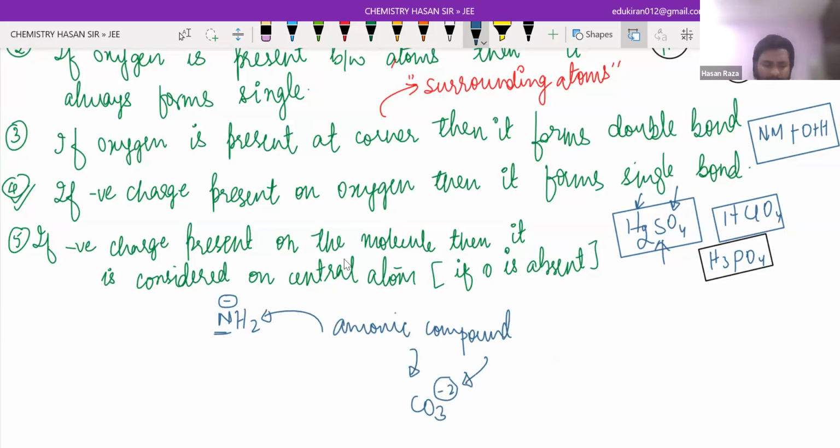It's very easy. If on any compound a negative charge is present, you will look for oxygen. If oxygen is not there, that means the negative charge will be on the central atom. And if oxygen is present, then that negative charge will be present on oxygen. And whenever negative charge is present on oxygen, then oxygen will form a single bond. Are you getting my point?